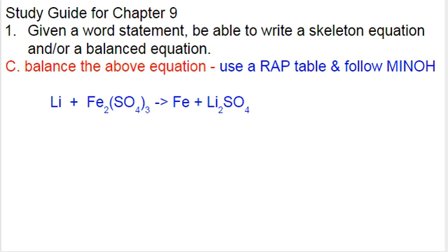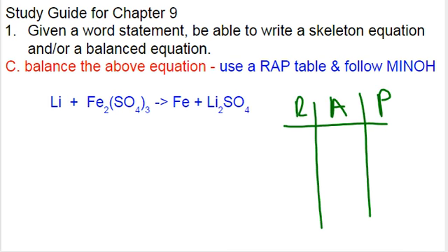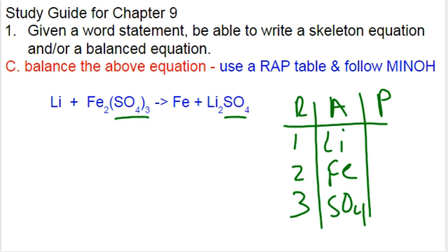So the idea with a RAP table or a RAP sheet is that you list the atoms, the different elements, or the ions, so Li, Fe, and I'm going to list SO4 as one thing because it stays together on both sides. It's just a sulfate ion. I have 1 lithium on the reactant side, 2 iron, and 3 sulfate. And on the product side, I have 2 lithium, 1 iron, and just 1 sulfate. So the idea with MINNOW is it tells you what order to try and balance things in. So usually you balance your metals, then your ions, then your nonmetals, and save oxygen and hydrogen until last.